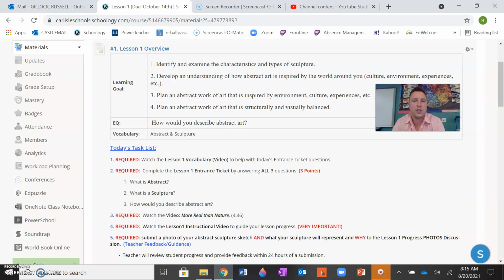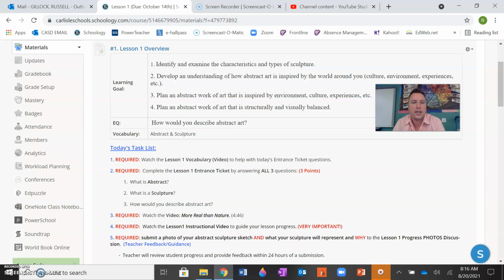We have 4 here. So the first thing we want to do is identify and examine the characteristics and types of sculpture. We want to look at different sculptures to allow us to understand how we're going to move forward in this unit. And then we're going to develop an understanding of how abstract art is inspired by the world around you, whether it's your culture, the environment, different life experiences that you've lived, or something else. And then once we've really developed that understanding and we've identified different sculptures, we're going to plan an abstract work of art that is inspired by those things that we just discussed above.